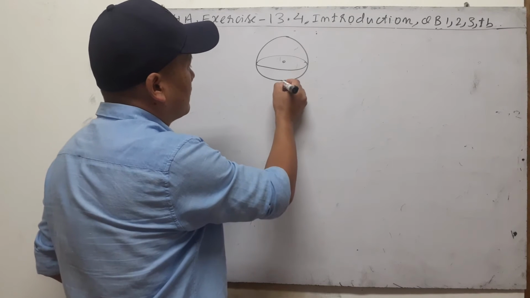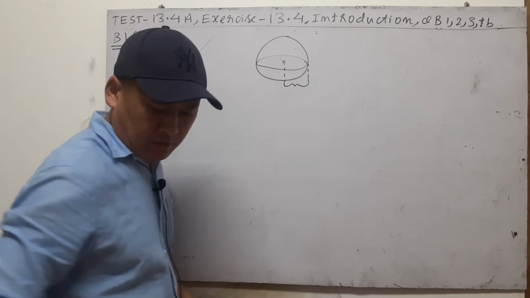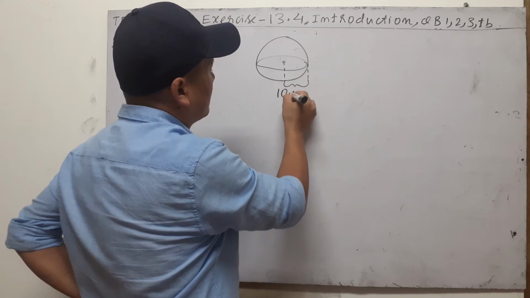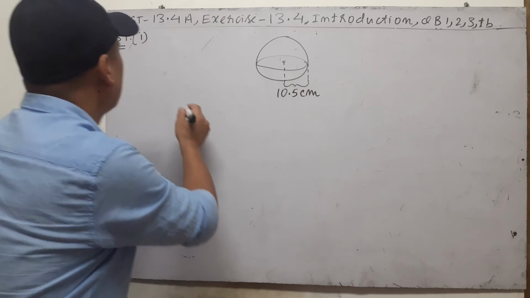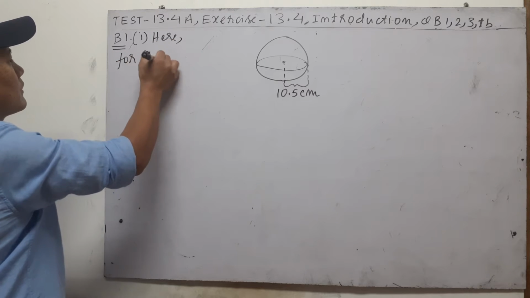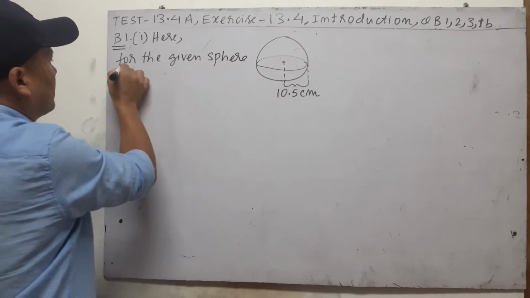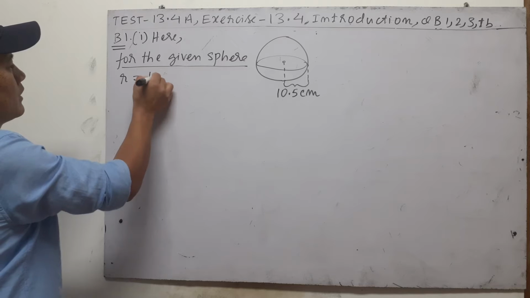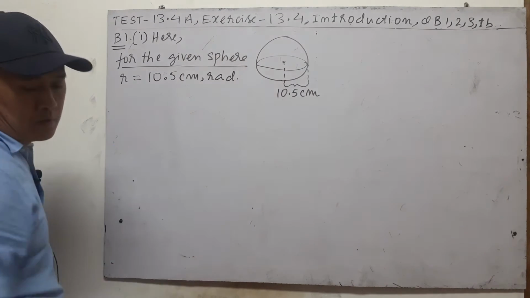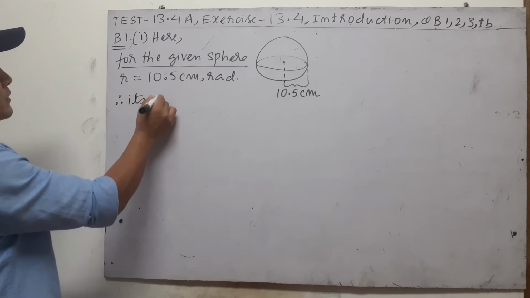Okay, so the radius is given. From here to here is called radius. So radius number 1 is 10.5 centimeters. For the given sphere, we have here r, 10.5 centimeter is its radius given to us in the question. With this, you have to find the surface area. Therefore, its surface area.